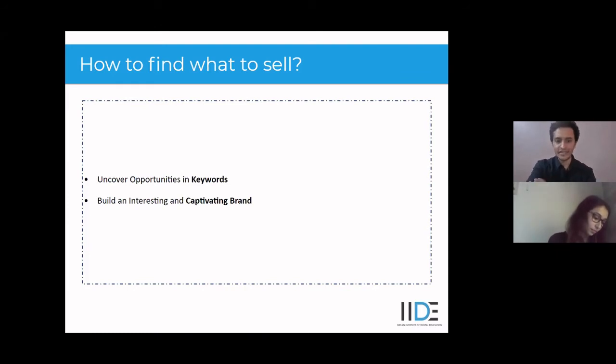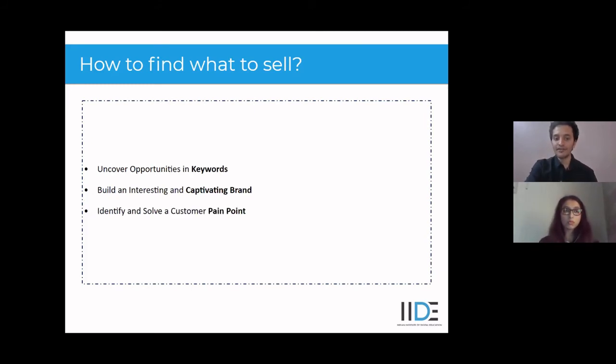Build an interesting and captivating brand, which goes without saying. Like how I told you how to set up a theme, it helps you build a proper brand for yourself. Then the most important thing is to identify and solve a customer's pain point. Let's say a customer is not comfortable with ordering online, or ordering food online. I would give the customer the option of going to the restaurant and picking up the product. That is a pain point, but he would still go ahead and research it online. So that's the pain point.